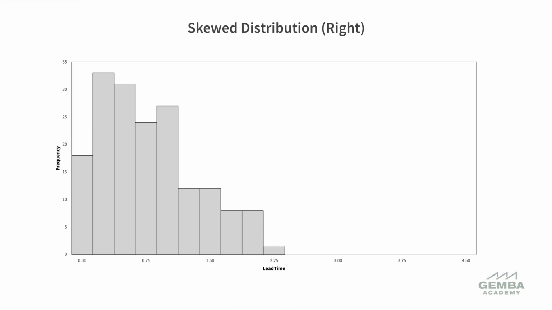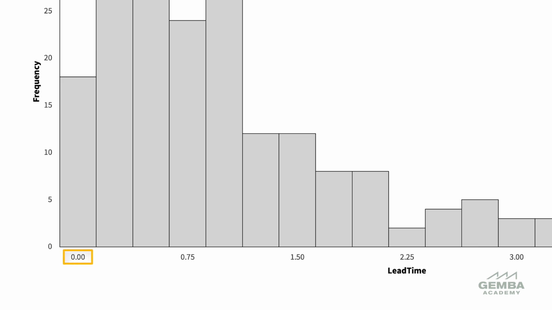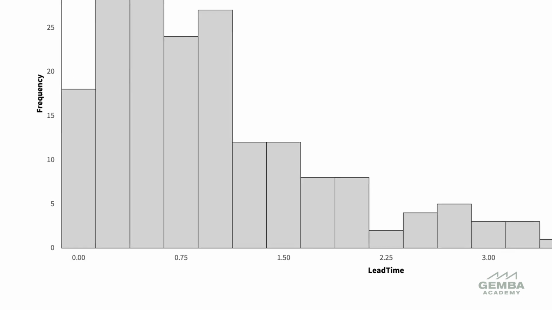In this example, we see a process that's skewed to the right. We often see skewed distributions when dealing with boundaries. For example, if we're dealing with a measure of time, we could have a lower boundary of 0 seconds since it's not possible to go lower than that.